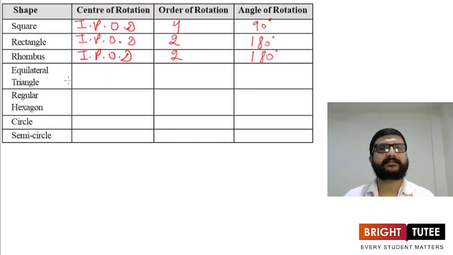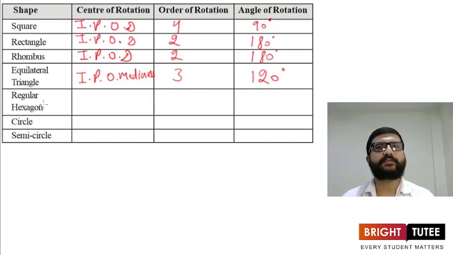Then equilateral triangle. What will be the center of rotation now? It will be the intersecting point of medians. We can write it like this, where IPOM means intersecting point of medians. Now what about order of rotational symmetry? It was 3. We have already studied all these things. The order of rotational symmetry for an equilateral triangle is 3 and the angle of rotation is 120 degrees. That is, if we rotate an equilateral triangle by 120 degrees, we are going to get the same triangle back again.